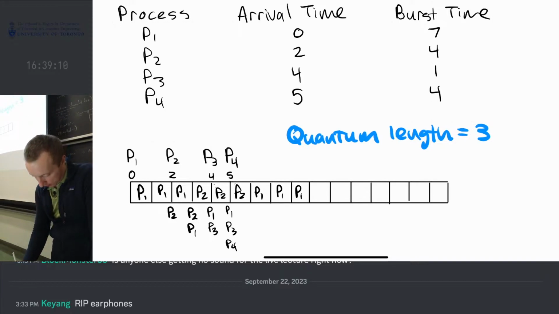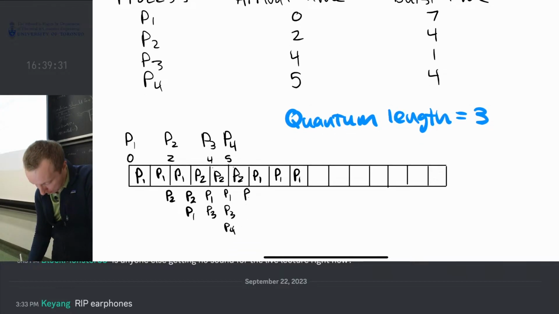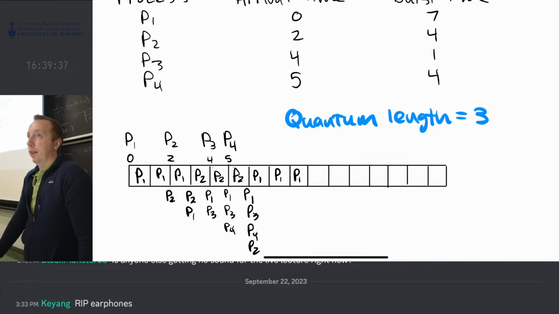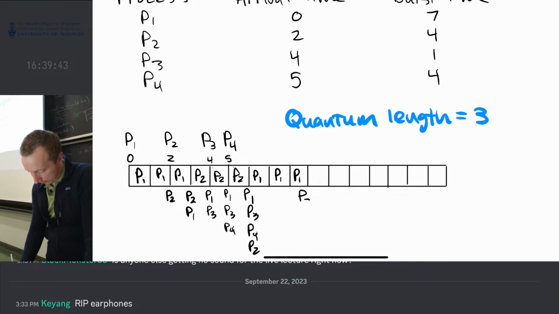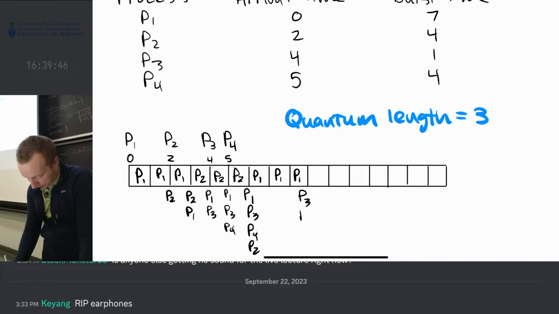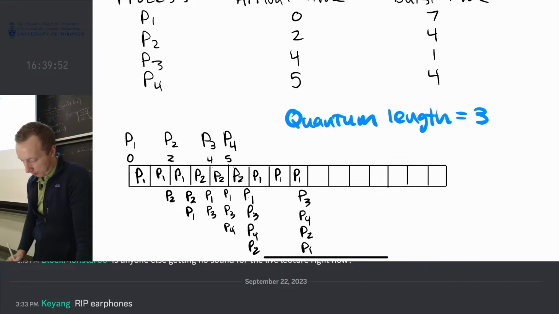So my queue, whoops, I screwed up. Sorry, I forgot to requeue process 2. I did not requeue process 2. It would have been process 1, process 3, process 4, and then process 2. Process 2 would have been added to the end of the queue, and then we took process 1 off. So at this point, our queue would look like P3, P4, P2, and then P1 would be added to the back. So the next process we run is P3.